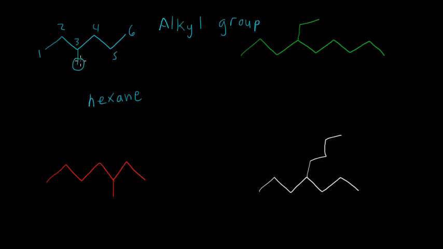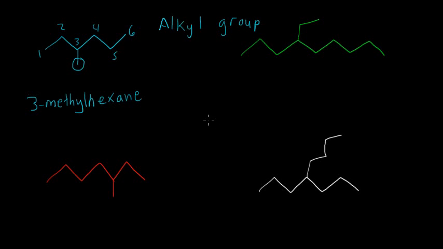The prefix for one carbon is meth, and then we see that it's coming off of the third carbon in the longest chain. So we would name this 3-meth, and then because it's an alkyl group, it's 3-methyl. So the answer for this is 3-methylhexane. So we're going to get straight into another example.